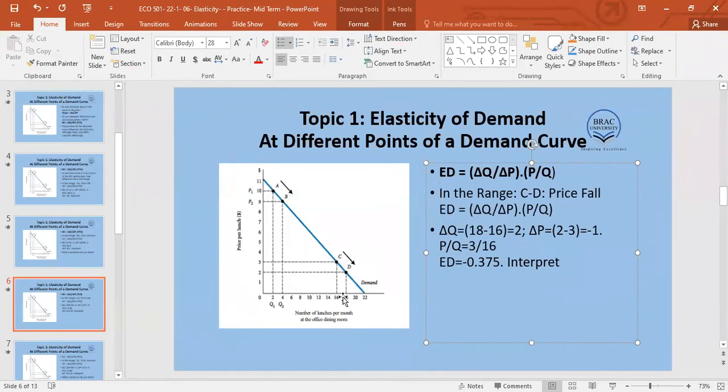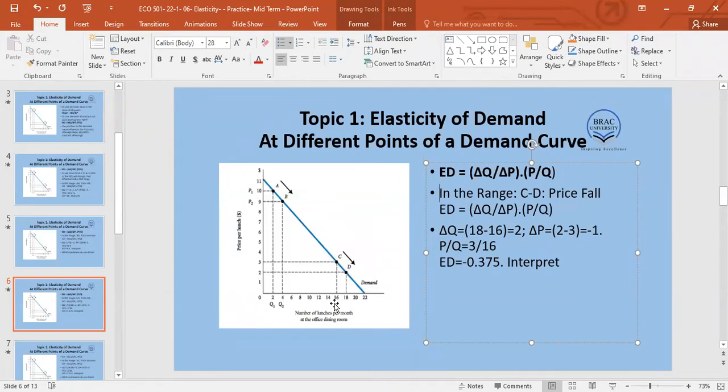Where is the catch? If we are at C, P by Q becomes 3 divided by 16. If we are at D, we start our journey from D, then P by Q becomes 2 divided by 18. This is where the catch is. And this is where the difference in the elasticity of demand will be.